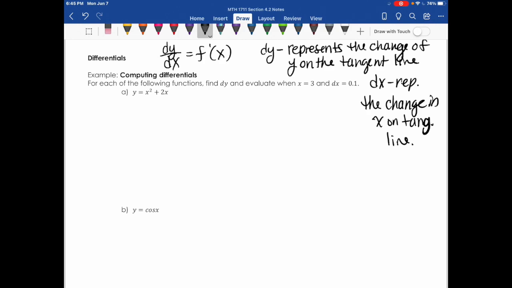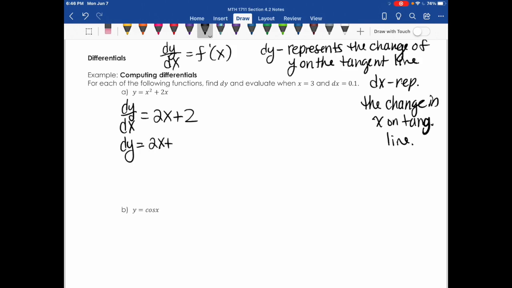If I wanted to find out how the value of y changes when we make a small change in our x value, we can see what happens by using these differentials. So for this example, we're going to find the differential dy and evaluate it when x is 3 and dx is 0.1. So we need to take the derivative of y with respect to x, which is 2x plus 2. Now think of dy and dx as a value.